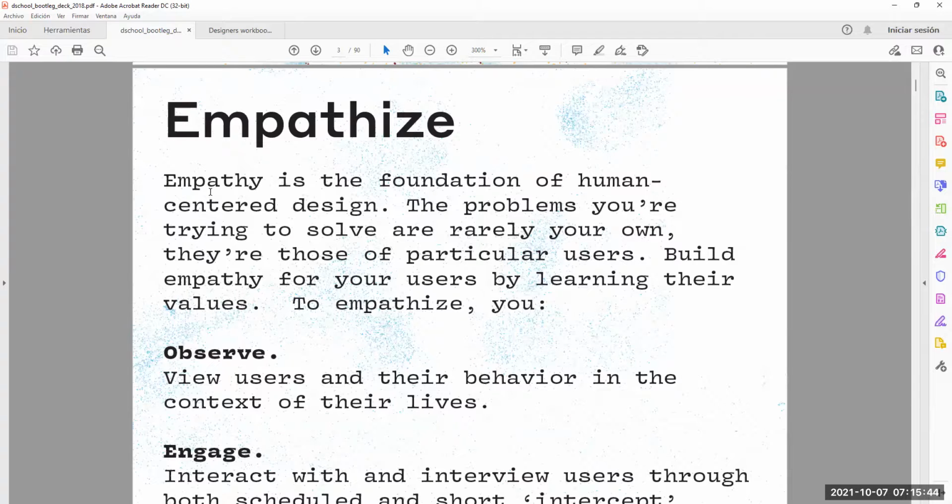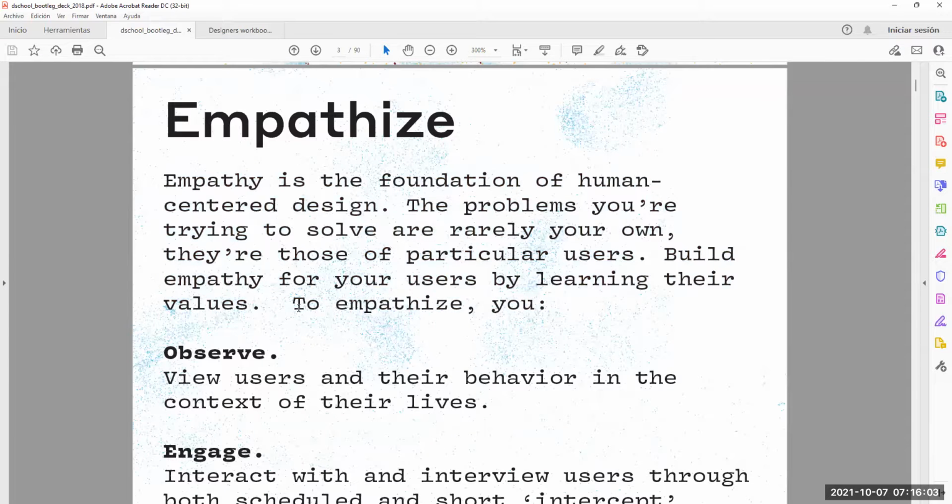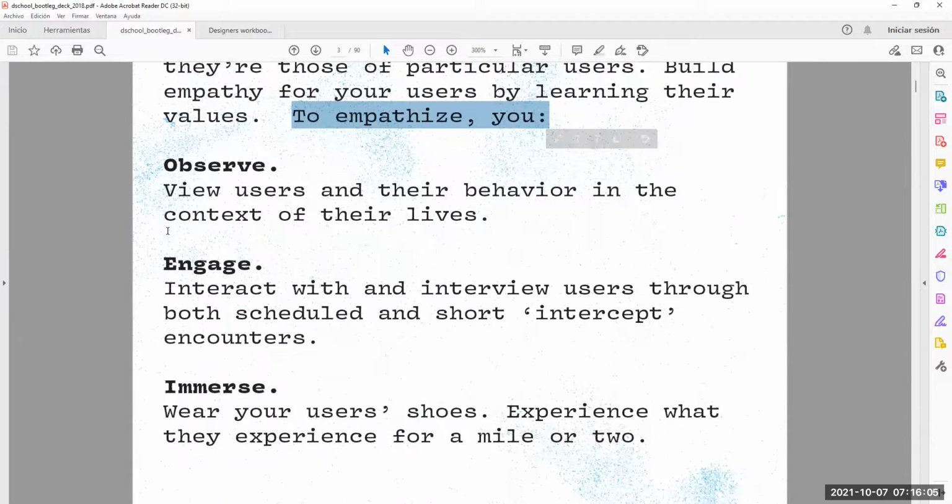Once again, guys, something we need to be very careful with is that those problems you are going to solve are perhaps problems that you don't actually have. So we need to be careful. That's why it's so important to know more about those users, so we can collect the information that we need. It says, to empathize, you observe: view users and their behavior in the context of their lives. That's why there is this instrument, in which we said that we should go to a location, a place from which you can also collect information.